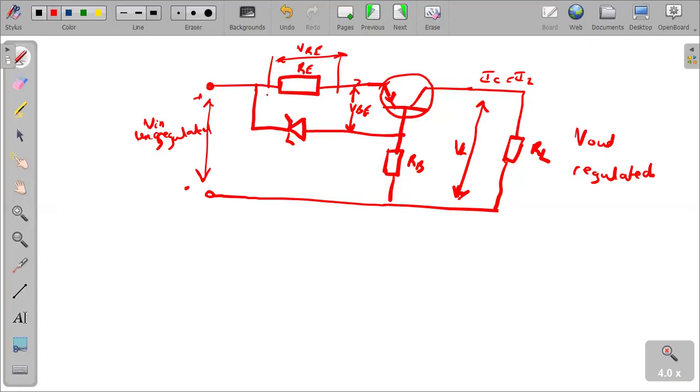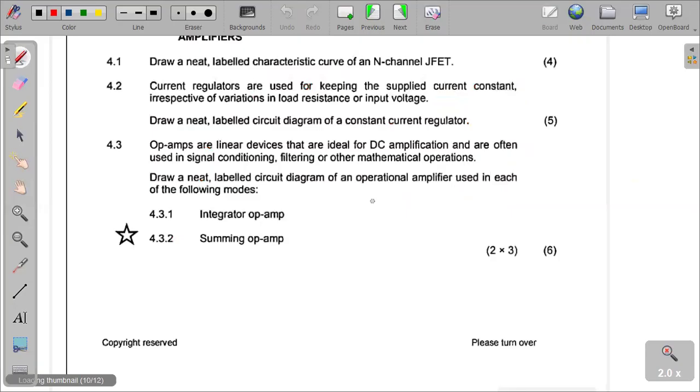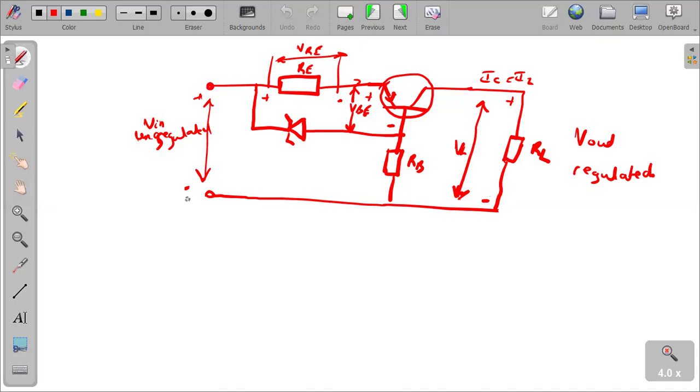Again, positive, and then negative. Again, positive, and then negative. Of course, positive again at this point, and negative at this point. This is now marking our constant current regulator. Our constant current regulator is per instruction. This is our circuit diagram. Let's quickly go to the next question.